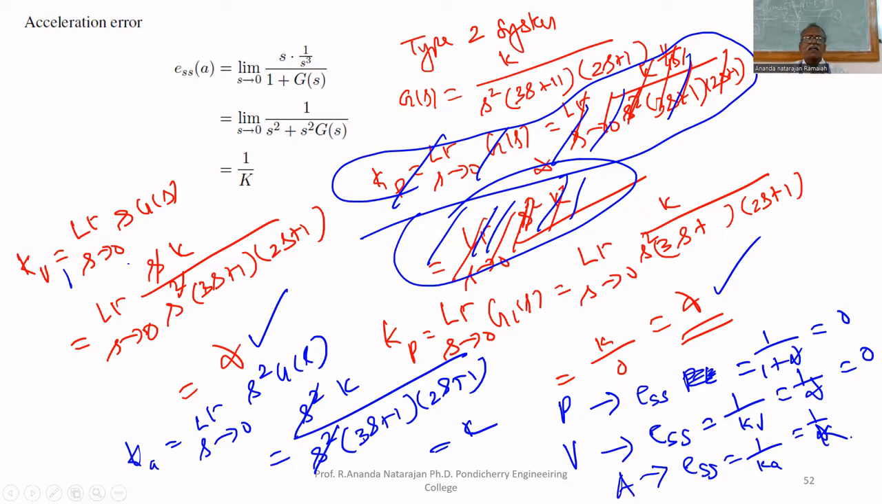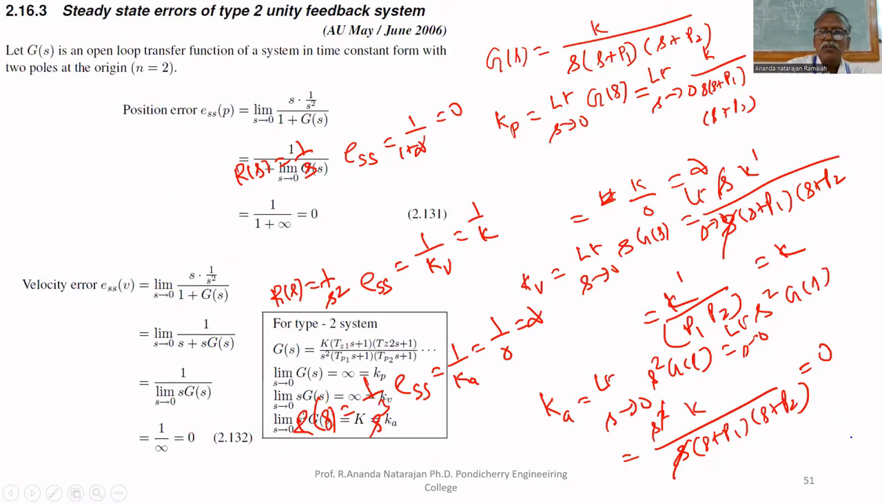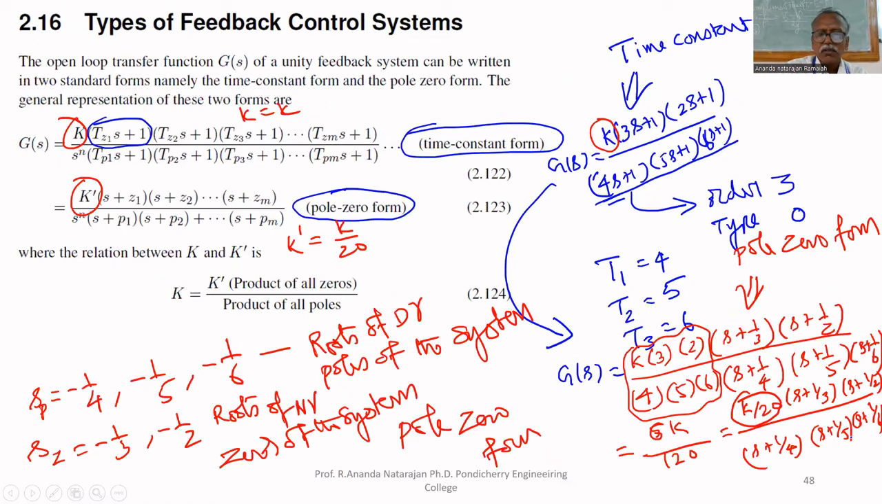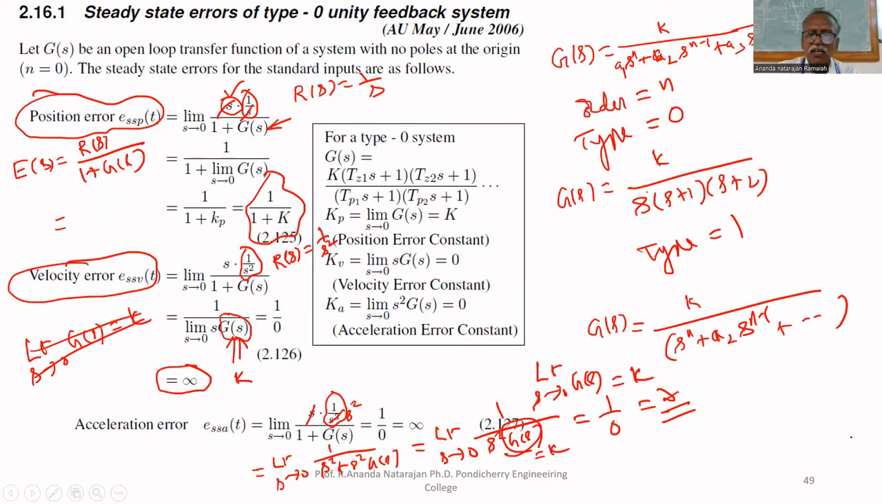Now you can notice that as type number increases, in the first case, type 0 system, what error did you get? For position error, you got 1 by 1 plus K. For velocity error, you got infinity. For acceleration error, you got infinity.